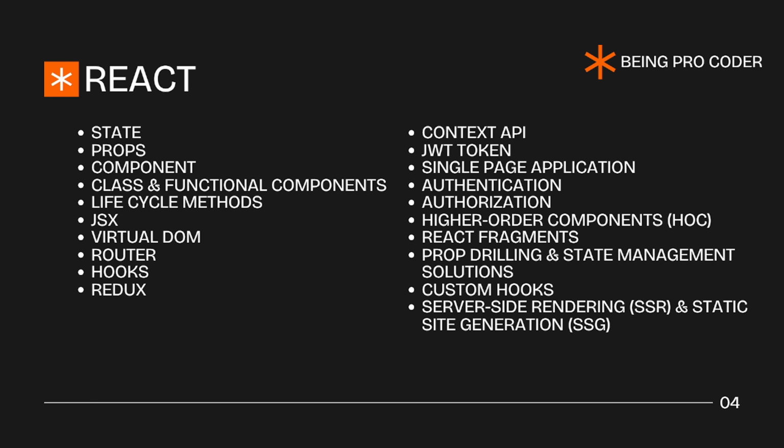JSX is a JavaScript syntax extension for creating React elements. JavaScript XML is like writing the HTML form of code in React. In React, we have the virtual DOM, a lightweight representation of the real DOM for efficient updates. Router is React Router for navigation in a single page. By navigating from one page to another page, we can run from the routers.